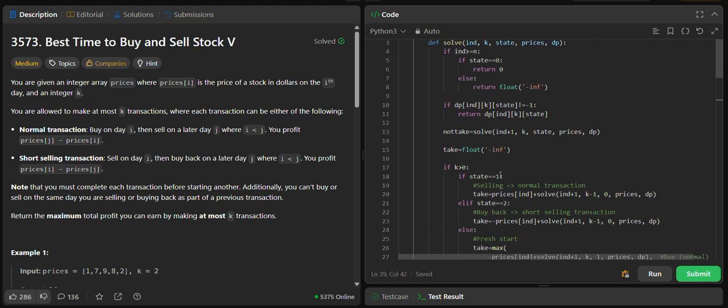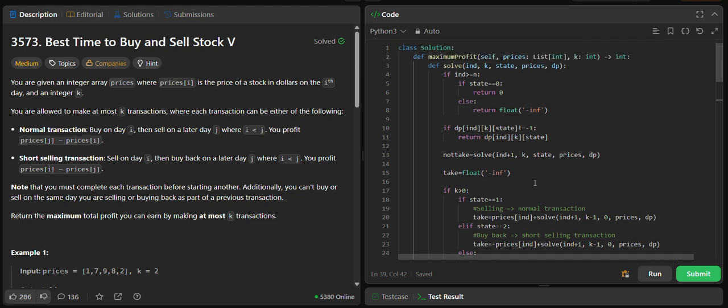If state is 1, then it is a normal transaction, that is buy first then sell, and if state equals 2, then it shows a short selling transaction, that is basically first sell it then buy back.